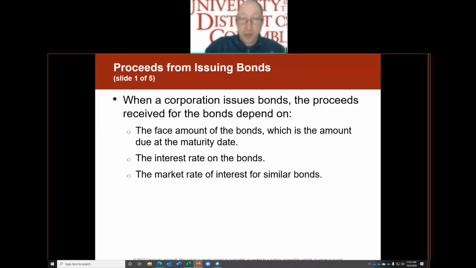But that's the difference. When you see interest rate and market rate, they're different. The interest rate for the bond itself and the market rate for bonds is going to be different. The interest rate for the bond itself might be higher or lower than the market rate. The market rate changes every day, because it's based on an average of similar bonds.